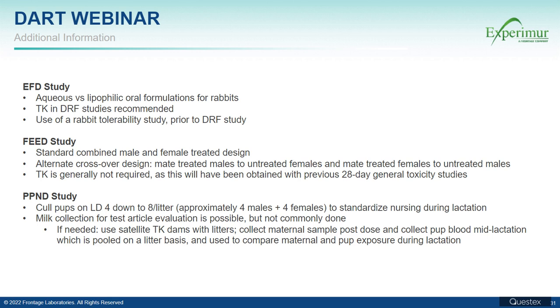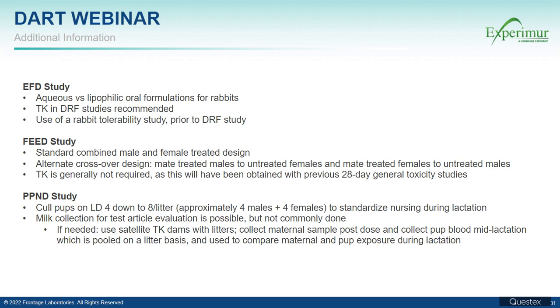As I mentioned before, for the fertility studies, you can do a combined study, which is standard, or we can do a crossover design where the treated males are mated to untreated females, and the treated females will be mated to the untreated males. Sorry about that. Generally, TK is not required for fertility studies, as most of that type of information has already been obtained in previous 28-day general toxicity studies.